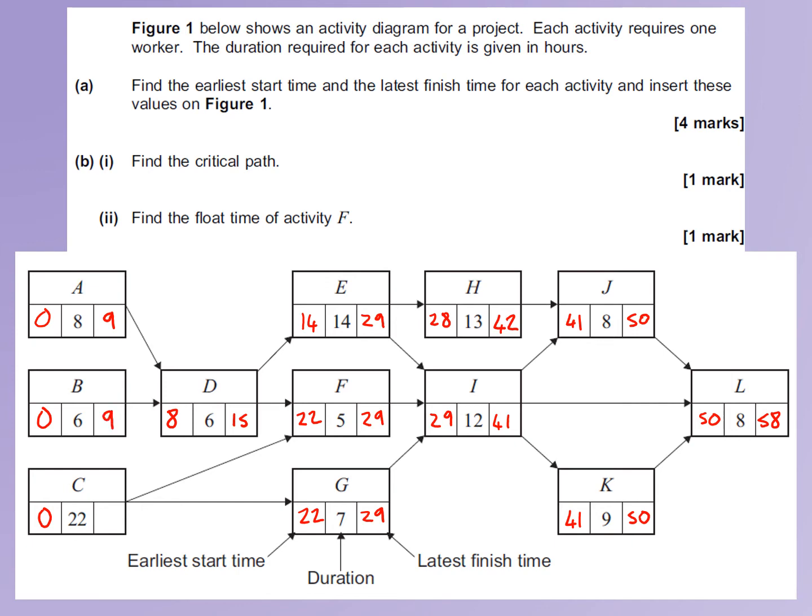And C has a choice of either 29 take away 5 from F or 29 take away 7 from G. So we're going to go with 29 take away 7, which is 22 from G. So that is the answer to part A. We're going to revisit this later in the question once we've looked at critical activities, critical paths and float times.